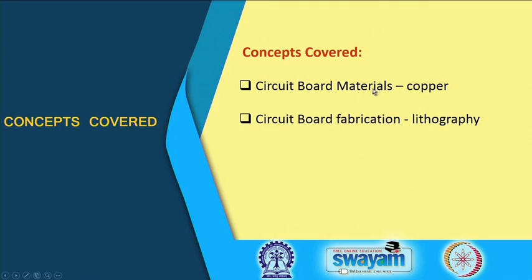The concepts that are going to be covered today are circuit board materials, where we are going to focus on copper, and then we are going to go to the fabrication part, where we will see how the different layers of these circuit boards are fabricated and then assembled on top of each other. So, let us go over here.